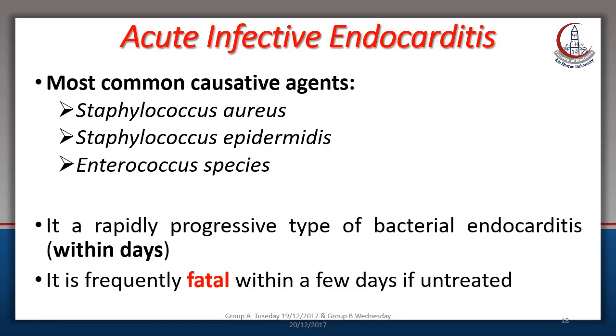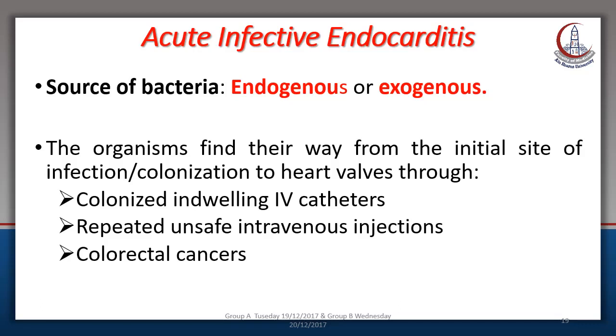The second type is prosthetic valve, which depends on the course of infection, which may be early or late. Early is usually caused by Staph epidermidis or Staph aureus. Late can be caused by Staphylococcus epidermidis or Staphylococcus aureus, also by viridans streptococci and Enterococcus species. Other causes may be Brucella species or Coxiella burnetii.